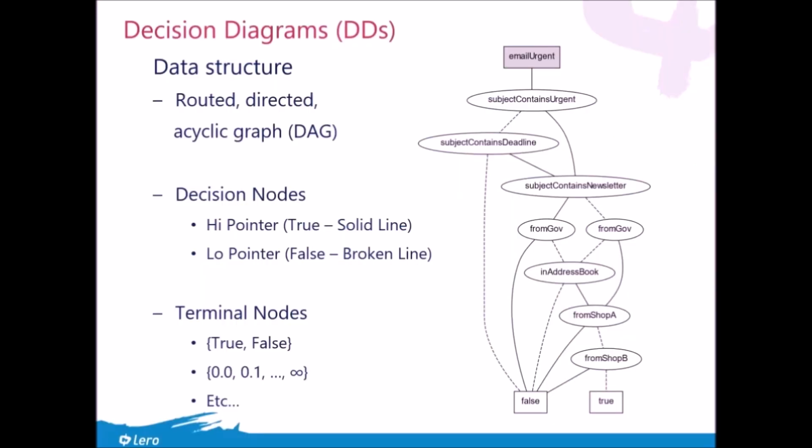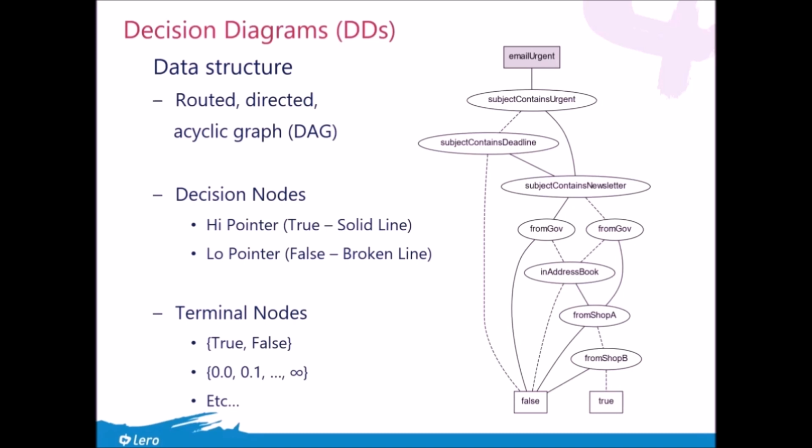Decision diagrams are a data structure constructed from a decision tree. They just more compactly represent the Boolean function or algebraic function or set function that the decision tree was trying to represent. It is a data structure that is rooted. You can see the root, email urgent, directed in that it only goes from top to bottom, and it is an acyclic graph, so there are no cycles within the decision diagram, so known as a DAG structure.